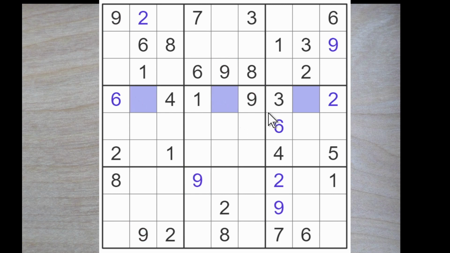5, 7, and 8 for these empty squares. Let's see. Well, this must be a 5 or a 7, and that's all we can say. An 8 here or here, yes. 4 blocks up, therefore 4 must go here or here, and therefore in one of these 2 squares. So we're looking for 4s here, here, and here.